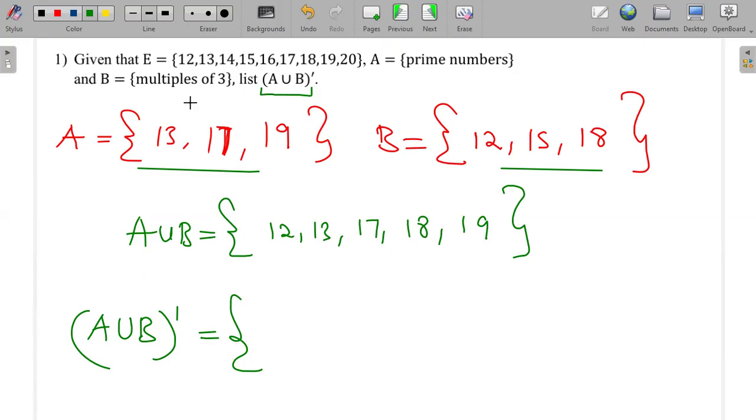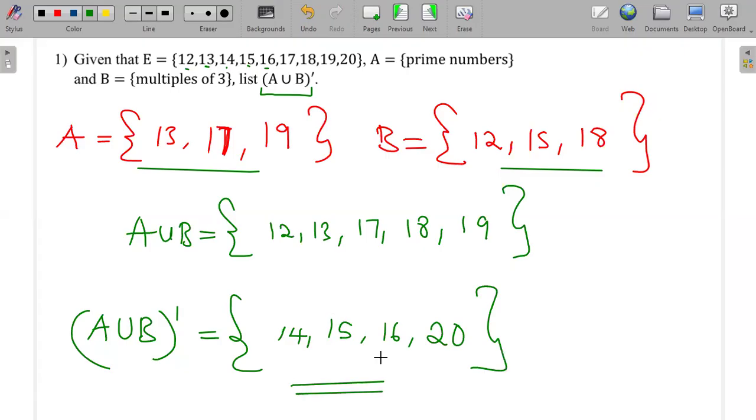Okay, so 12, no, 13, no, 14, yes, because I can see it here. So it's in the complement. Okay, 15, yes, it's in the complement because I can see it here. Oh, supposed to write 15 there. So this is 15, and then the other one is 16. Okay, 17 is there, so I don't write it here. 18 is there, so I don't write it here. 19 is there, so I don't write it here. So the other number there is just 20. Okay, so this here will be our A union B complement.